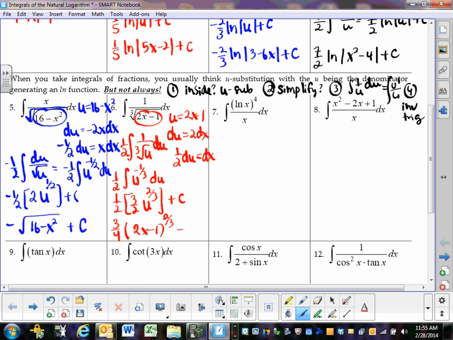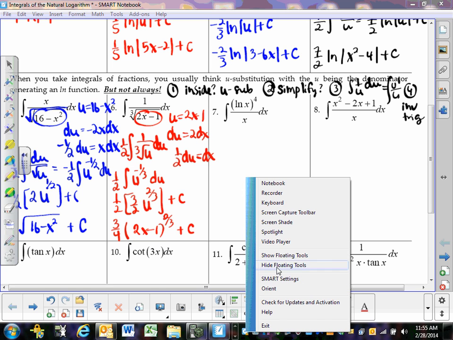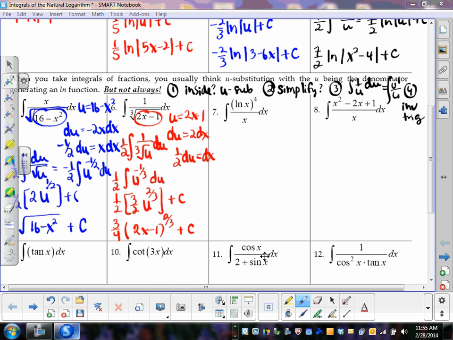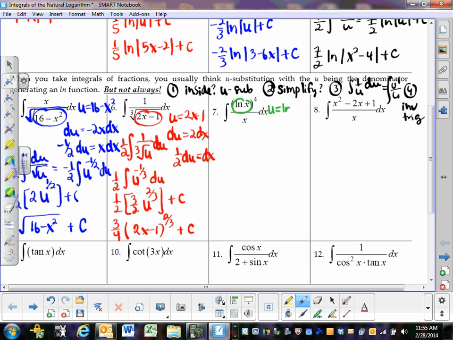Again, this is not natural log because it has a different power than 1. So I'm going to rewrite it using the power rule. And the power rule says we anti-derive by adding 1 and dividing. So now we have 3/4 the u, which is 2x minus 1, to the 2/3 power, plus c.